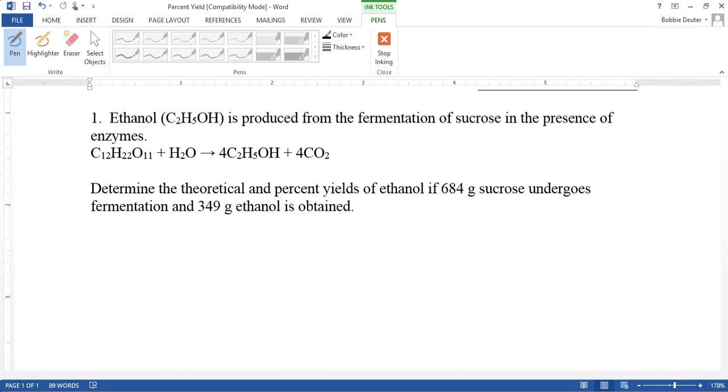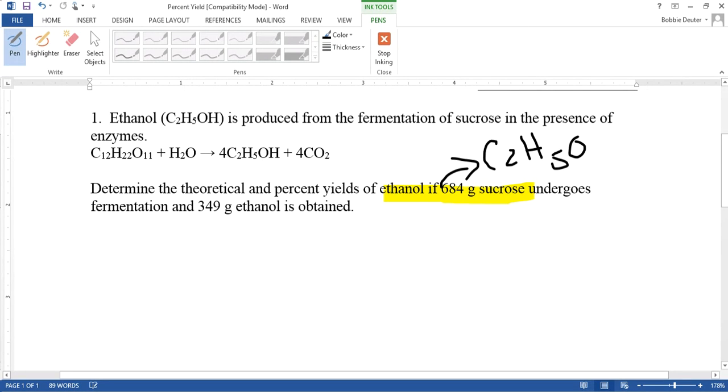But let's calculate some of these. First off, this one is only giving us one of the reactants, which means we don't have to find the limiting reactant. If you're given both of them, you have to find the limiting reactant, as we did last lesson. But this one, we're only given one, so we don't have to worry about that. So we're going to convert this into our product. We want to figure out from sucrose how much ethanol we have. They already gave us the chemical equation. And is it balanced? It appears to be.